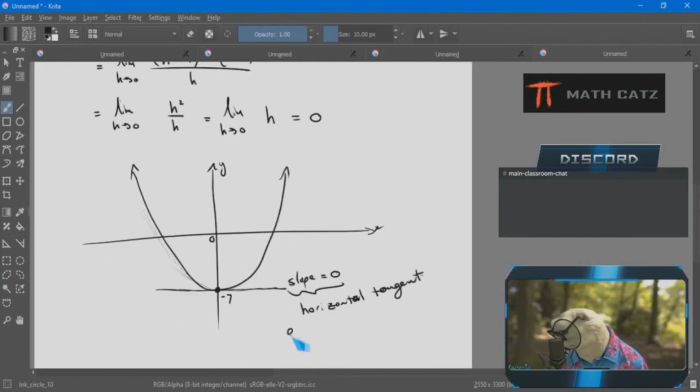The equation of this horizontal line is then simply y equals 7, right? 0 for m in my mx plus b form.